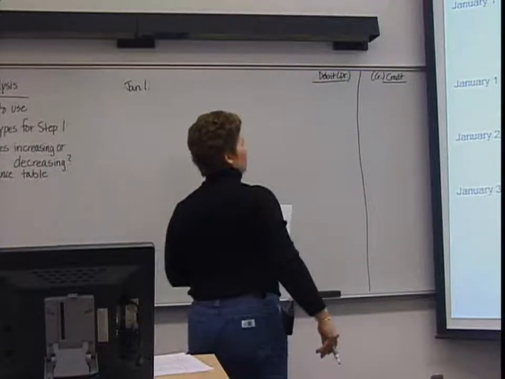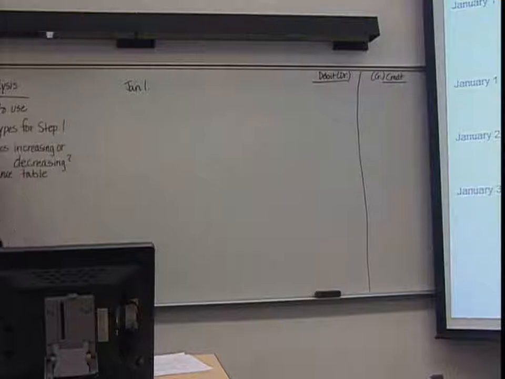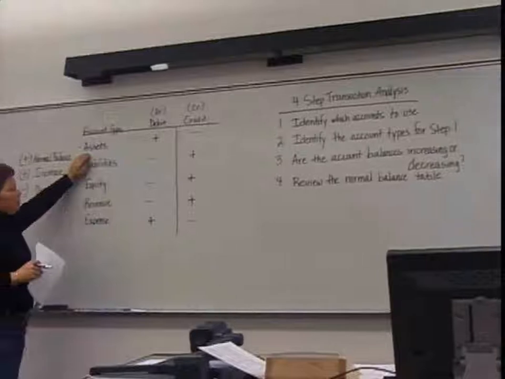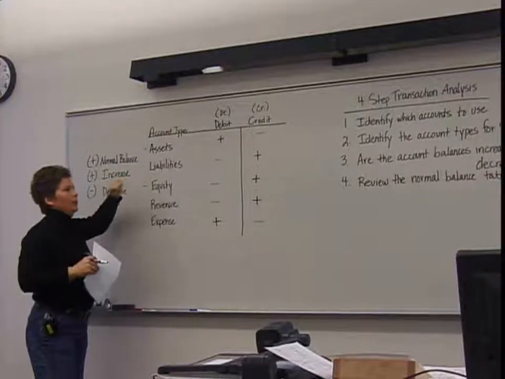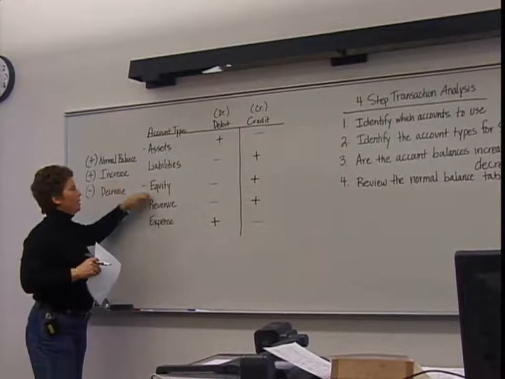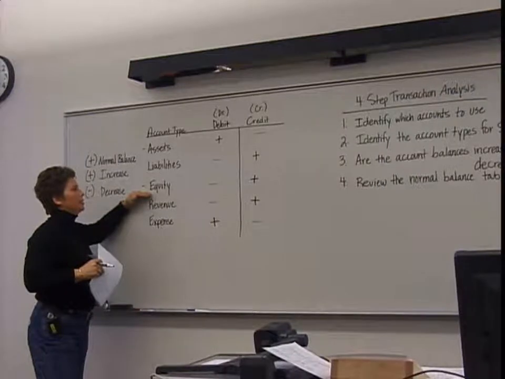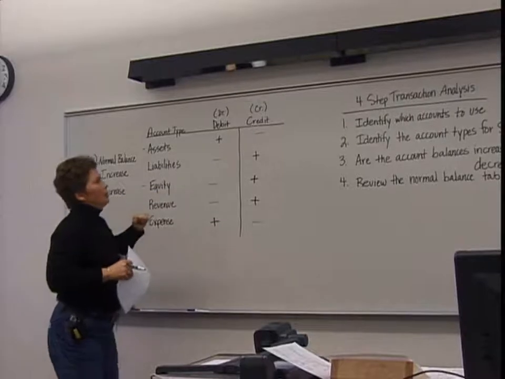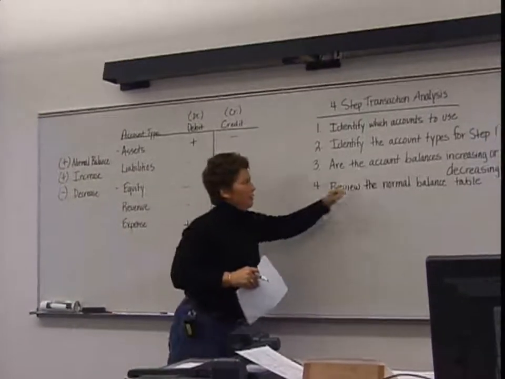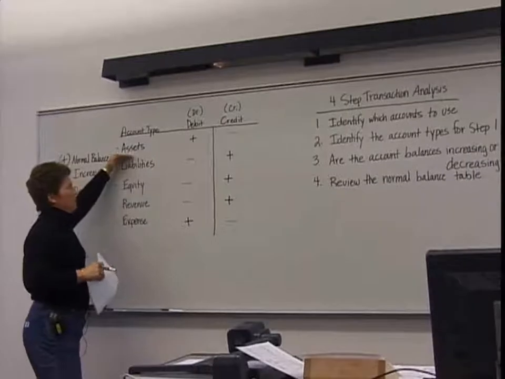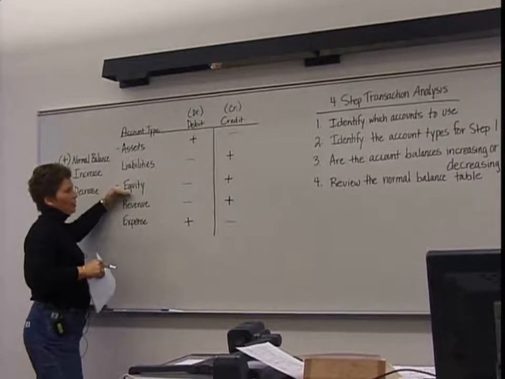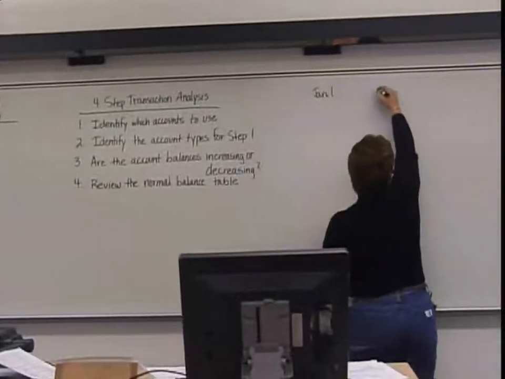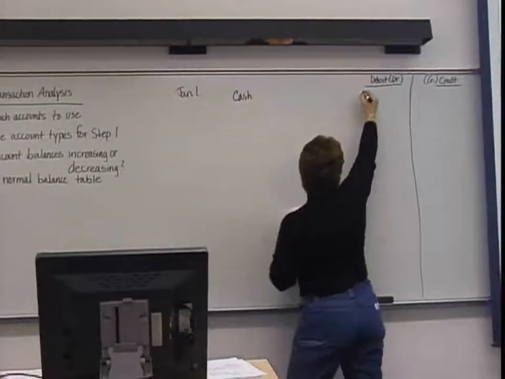So on January 1, we have to ask ourselves, which accounts are we going to use? We are going to use the cash account because we are increasing that, and we are going to use the equity account because we are also increasing our position or our interest in the business because we are putting $25,000 into it. So, are the account balances increasing or decreasing? Assets are increasing with the cash, and our owner's equity is also increasing. So, record that. We will debit cash for $25,000.